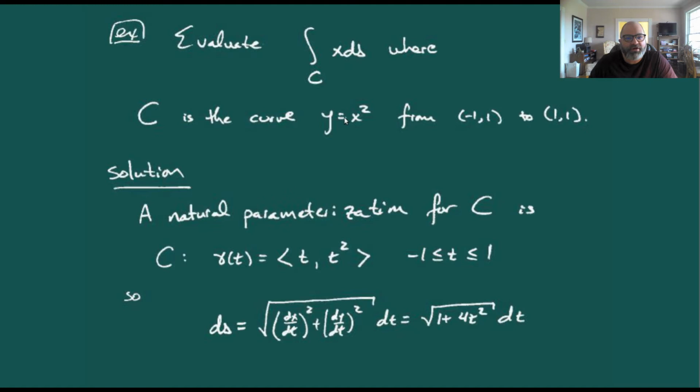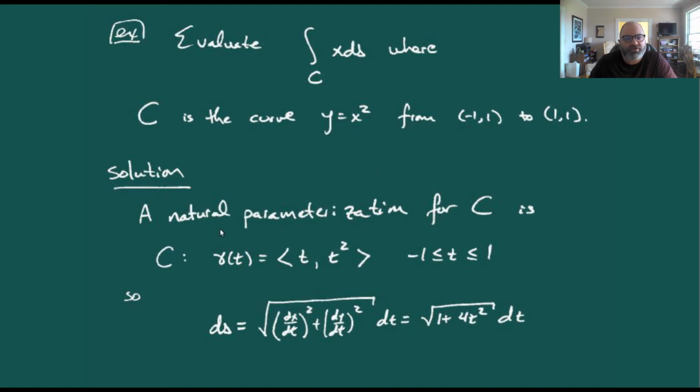So let's say that we wanted to evaluate the line integral over the curve C of x ds, where C is going to be our curve y equals x squared from (-1, 1) to (1, 1). Okay.